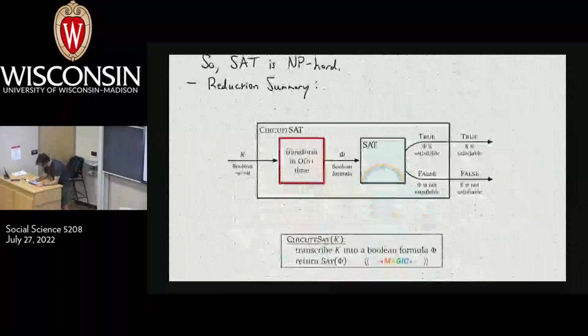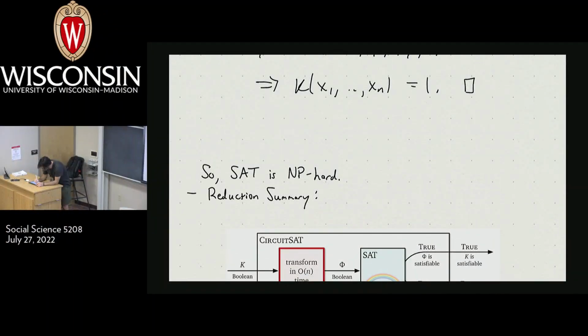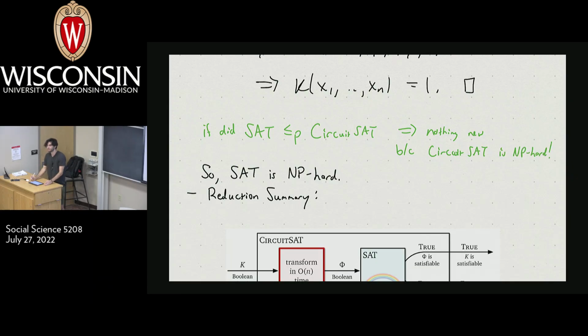So let me just write that down. Also, you have to do it in that direction. Yes, it's critical. So if we did this instead, this implies nothing new because circuit SAT is NP-hard. Wouldn't that prove that SAT is NP-hard? Nope. This says we used a hard problem to solve an easier problem. All this says is SAT is easier than circuit SAT. Doesn't tell us it's harder.